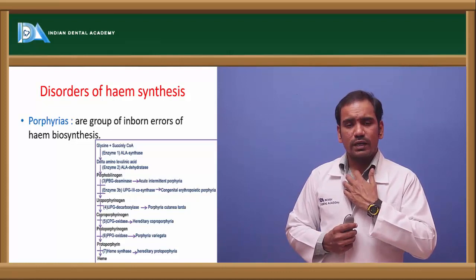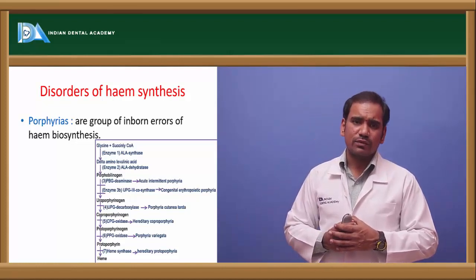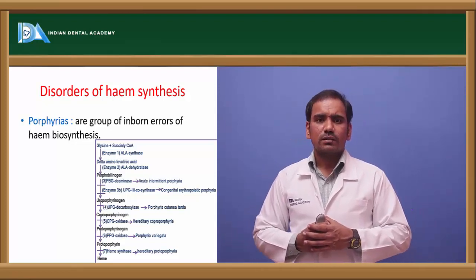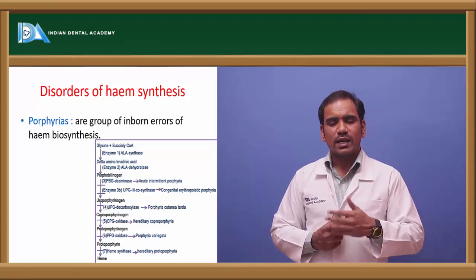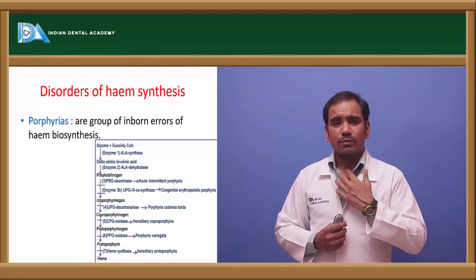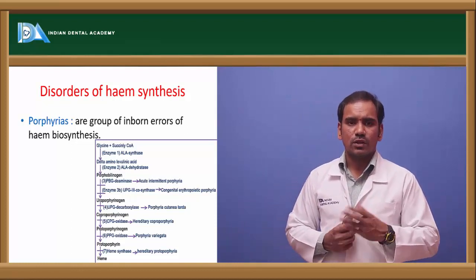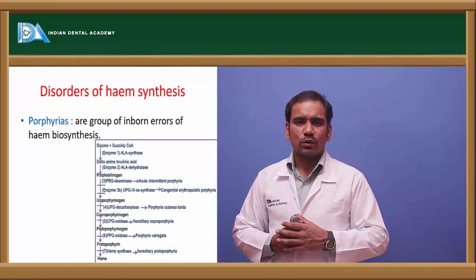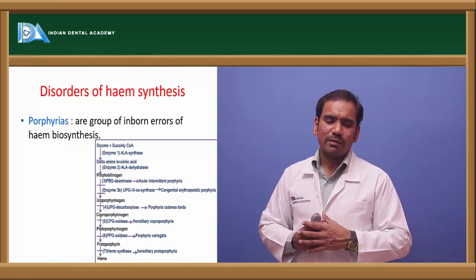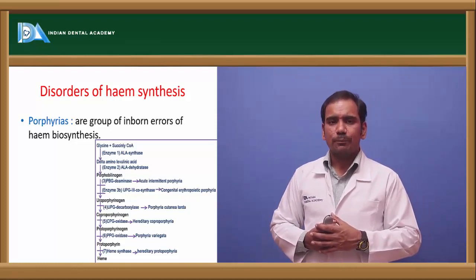we can see no dermatological features. Another is neurological manifestations, like agitation, confusion and psychic symptoms, seen in acute intermittent porphyria. And apart from that, you can see abdominal pain, which is another important feature. So no photosensitivity, no dermatological manifestations, only abdominal pain and neurological manifestations are seen in acute intermittent porphyria.